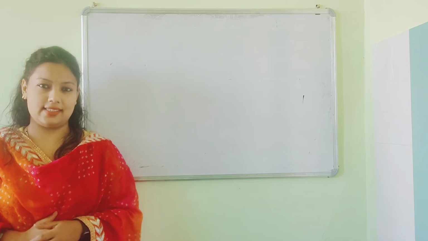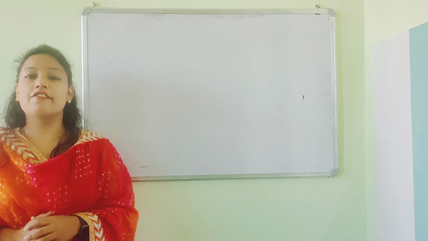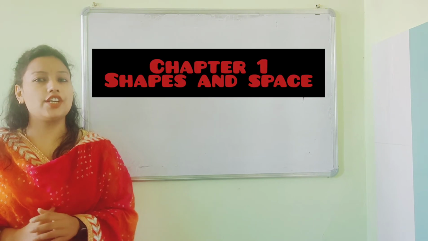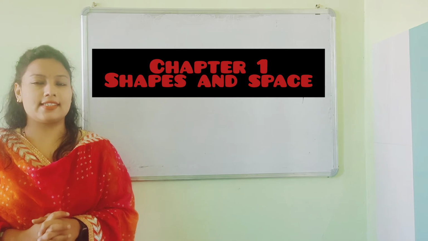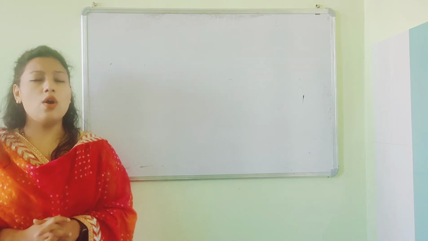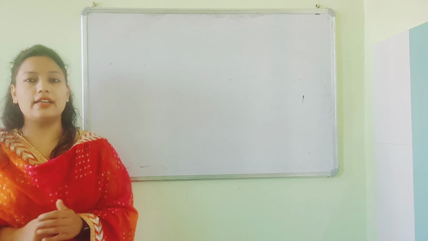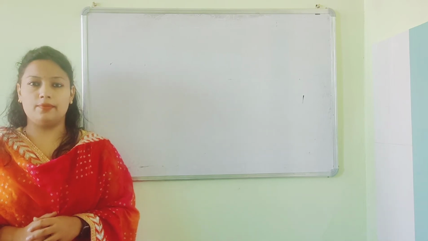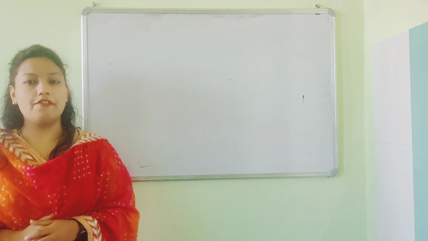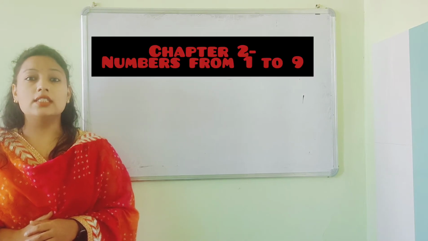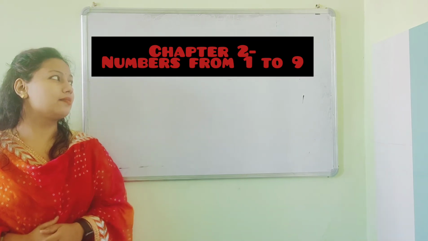My dear children, in our previous video, we have gone through the revision of chapter number 1, Shapes and Space. I hope that now whatever doubts you are having of the chapter are now clear to you all. So today we are going to start revision of chapter number 2, numbers from 1 to 9.